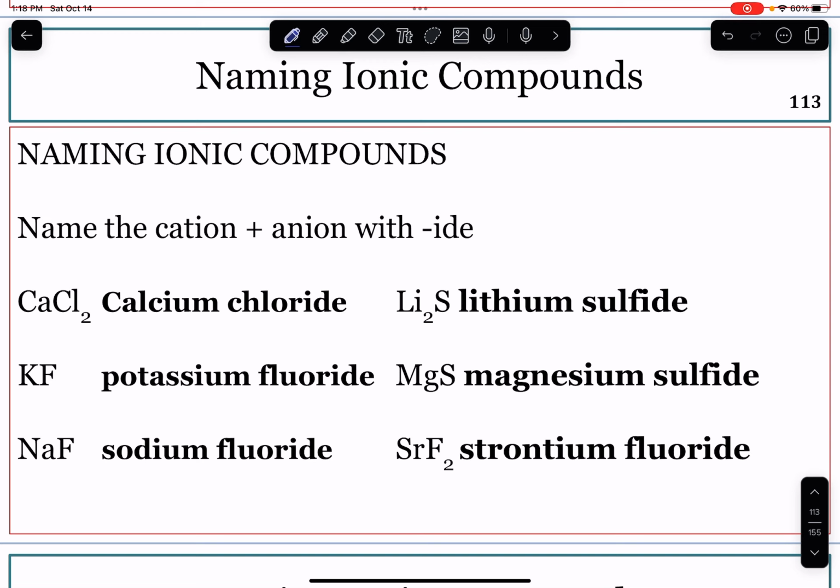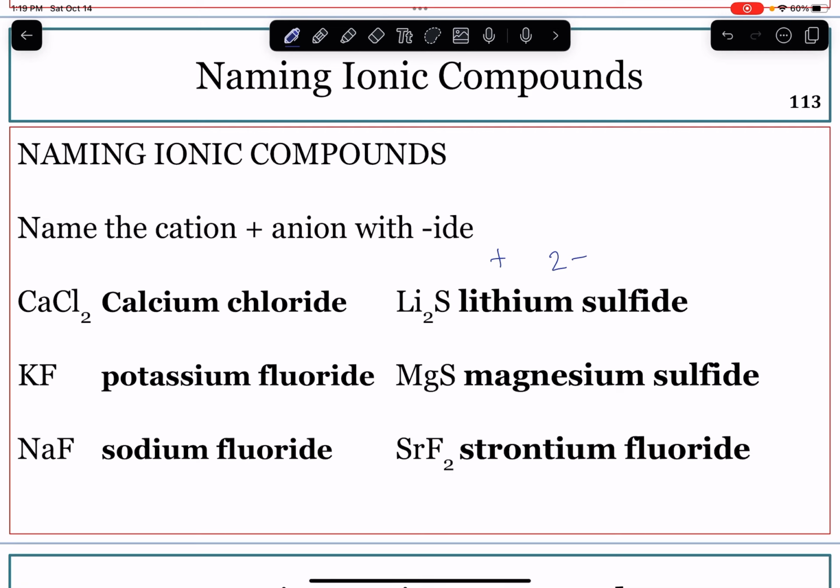Here are the names. Notice that we do not say dichloride. Calcium dichloride is incorrect. We just say calcium chloride. Same thing over here. We don't say dilithium sulfide. We just say lithium sulfide. The reason is because these ionic compounds must be neutral, and each of these elements only makes one type of charge. Lithium is always a +1, and sulfur is always a -2.